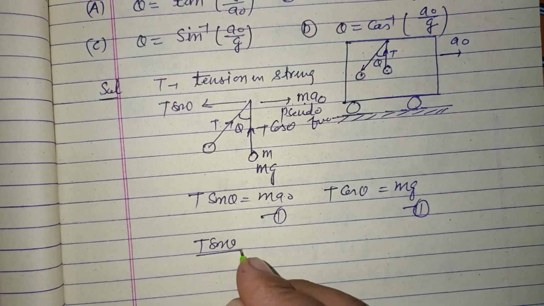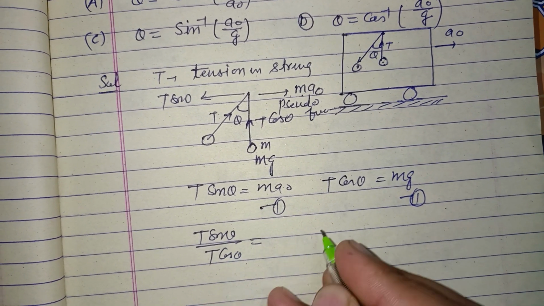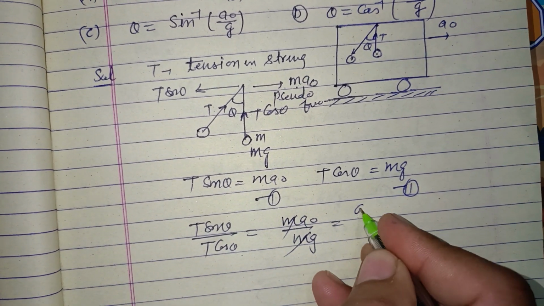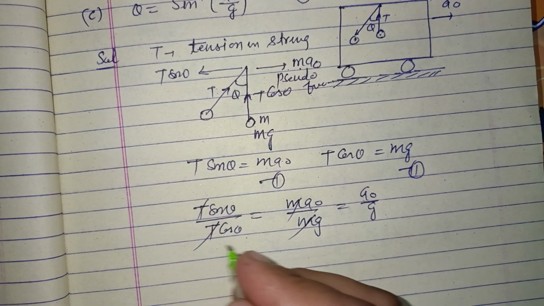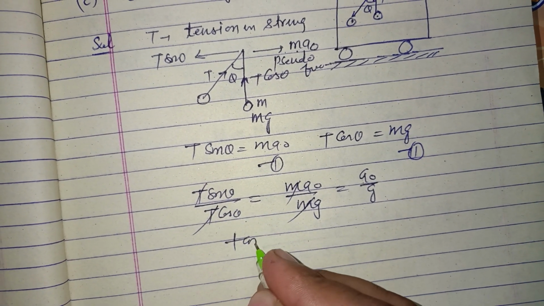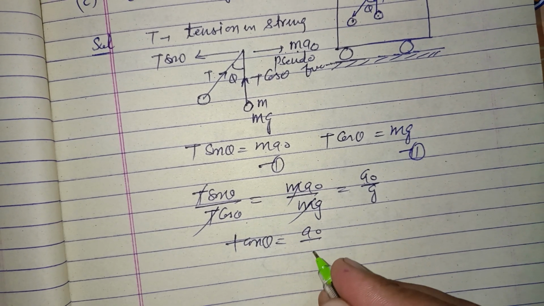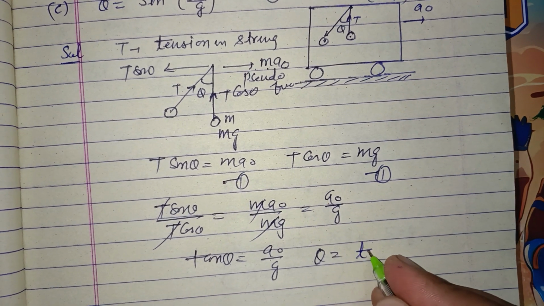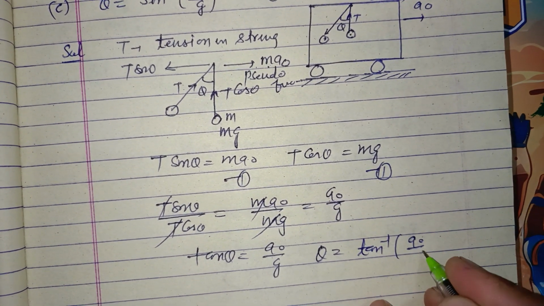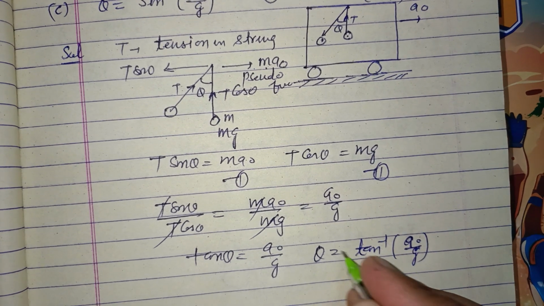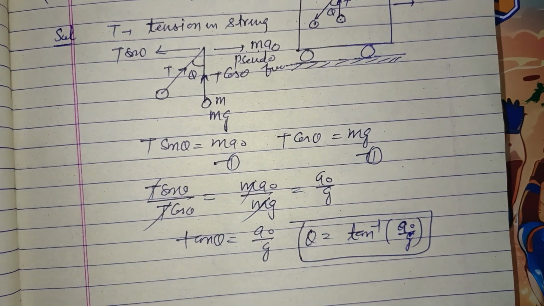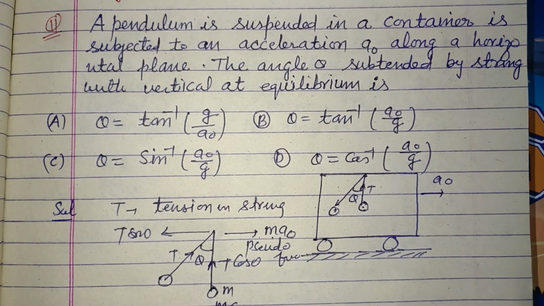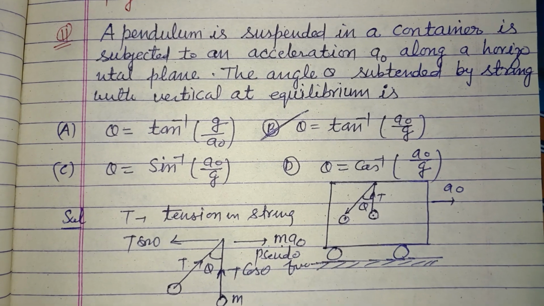T sin theta upon T cos theta is m a naught upon mg. So m cancels, giving a naught upon g, and T cancels, and sin theta upon cos theta is tan theta. Tan theta equals a naught upon g, or theta equals tan inverse of a naught upon g, which is the angle the pendulum makes with the vertical. So the correct answer is B.